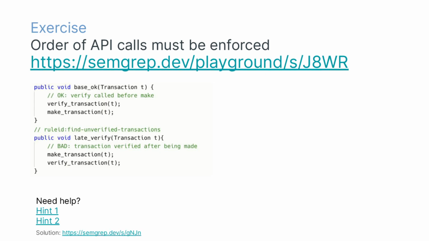We have another exercise. In this case, we are looking to enforce the order of two API calls. So we have Java code, and we have to verify a transaction before we make a transaction. An example of bad code is where we make the transaction first and then verify it. Also pay attention that this is the same transaction T. If you verify transaction T1 and then make transaction T2, that's obviously also something that you want to flag. So you can go to this exercise. Again, don't forget the hints if you are stuck.